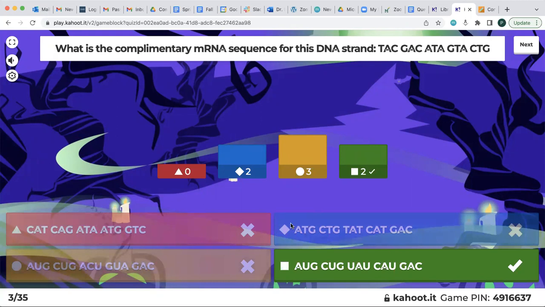If something's asking for an RNA strand, you can immediately eliminate anything that has a T in it. There is no thymine in RNA strands. It's uracil.